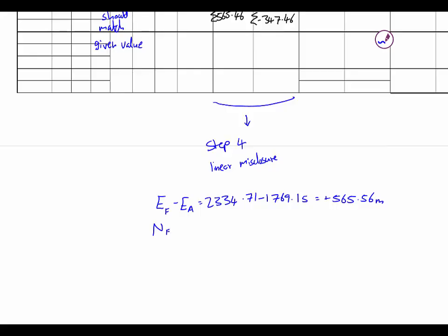Do the same for the Northings. Northing of F minus the Northing of A. We've got 1747.32 minus 2094.72 gives us a negative change in Northings, so minus 347.40 metres.